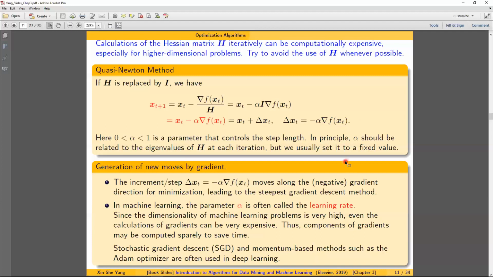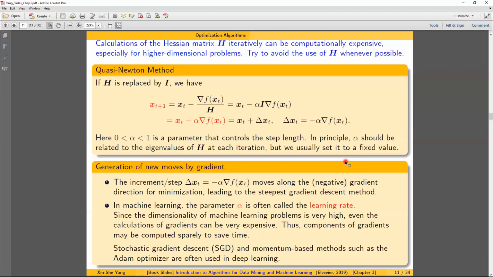And alpha, between 0 and 1, is a parameter that controls the step length. Alpha should be related to the eigenvalues of H at each iteration, but we usually set it to a fixed value. You need to find new moves by gradient. You need to find the direction, you need to have a specific step size, and then start from the current solution x_t, move somewhere with a certain step size along the gradient direction, and come back with a new solution x_{t+1}.